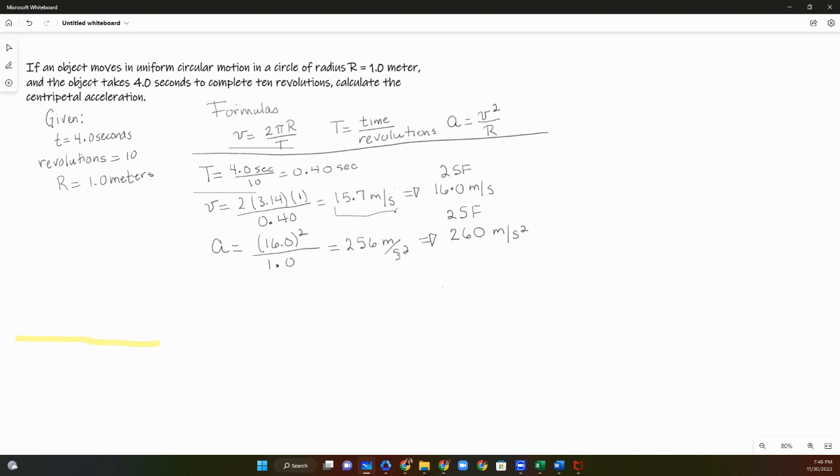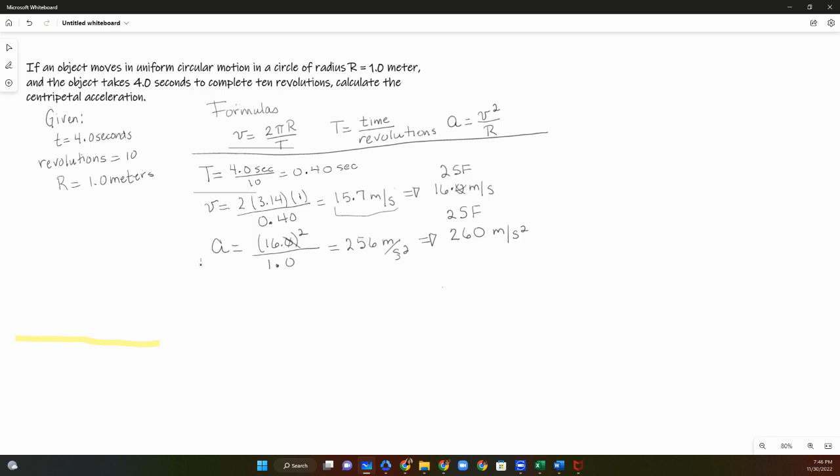But remember that we have to use the correct number of significant figures, and I made a mistake here. This is supposed to be only 60 meters per second, two significant figures. So let's go ahead and cross that out.